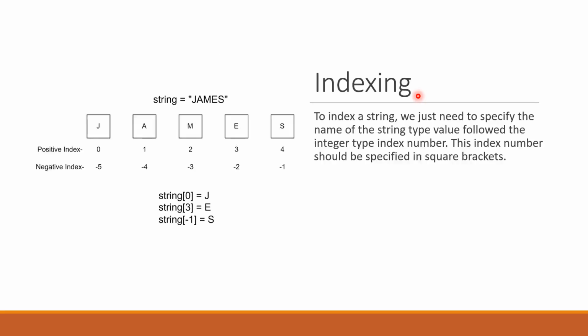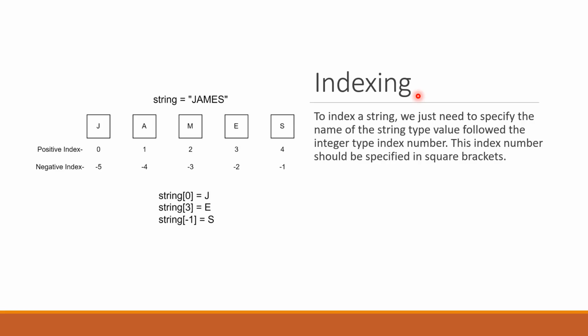Now let us start by discussing about indexing in Python. Since strings are ordered series of characters, it means they can be indexed. Now we use indexing to fetch a single character from the given string. Now to index a string in Python, we just need to specify the name of the string type value followed by the integer type index number. Now this index number should be specified in the square brackets. Moreover, the index value in Python always starts with 0. And the last index value will always be 1 less than the length of the string.